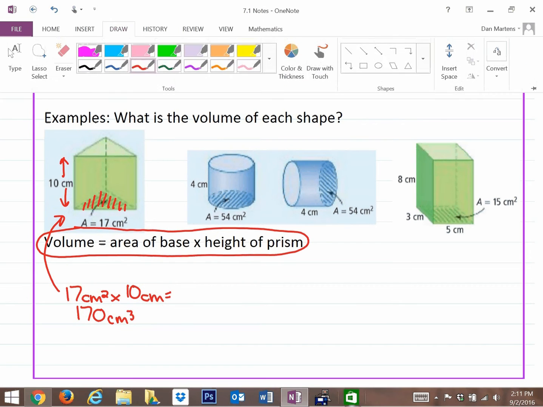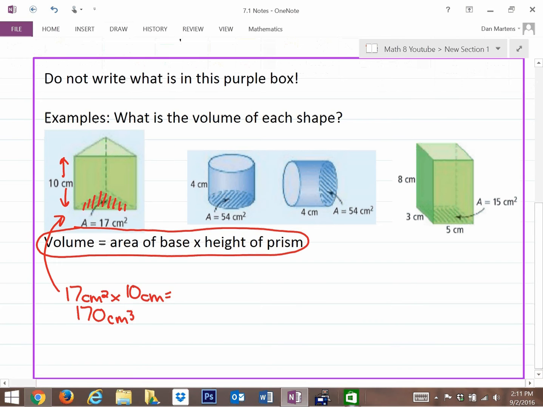If we look at the next one, which I'll do in blue, what you'll notice here is I've actually copied two of the identical shapes. And the important thing here is that you realize the area of the base for a cylinder is always the circle. It's not necessarily on the bottom, but it's always a circle. So the area of that base, whether it's tilted or not, is 54 centimeters squared. And then the volume is the area of the base times the height of the prism. And the height of this prism is 4, whether it's tilted or not. So the height of the prism is always the distance between the bases. So even when it's tilted sideways, the height is considered 4 centimeters. So you have to be careful about that. So the volume of this would be 216 centimeters cubed.